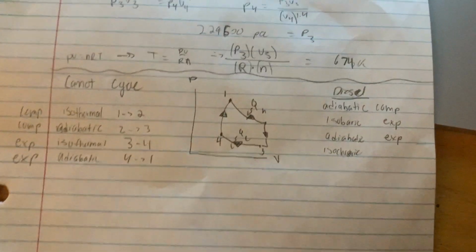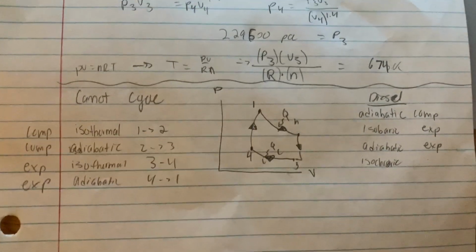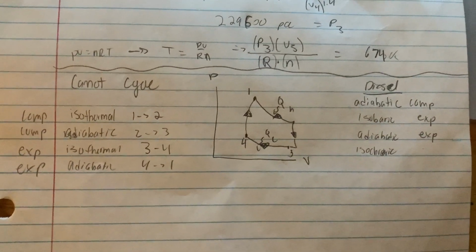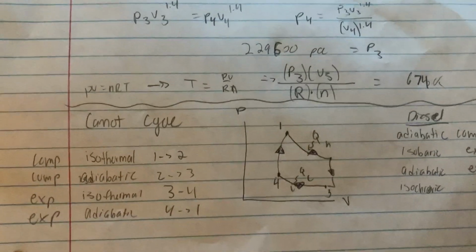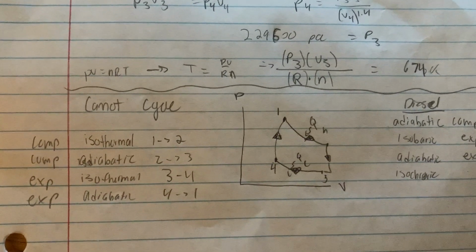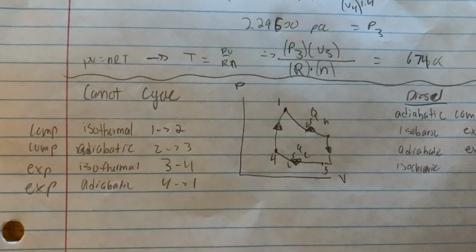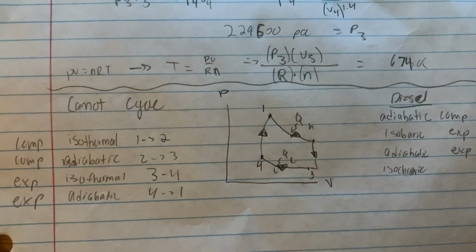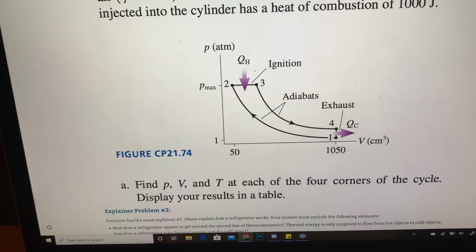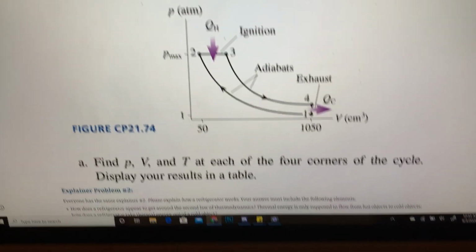So how is this different from the other cycle, the Carnot cycle? Carnot cycle is obviously your most efficient. You do isothermal expansion from 1 to 2, adiabatic expansion from 2 to 3, isothermal compression from 3 to 4, and adiabatic compression from 4 to 1. Here, it's going to be adiabatic compression, then isobaric expansion, then adiabatic expansion, and then isochoric.